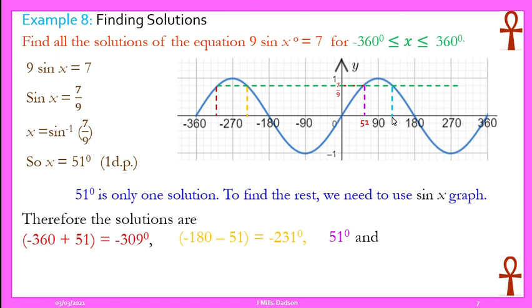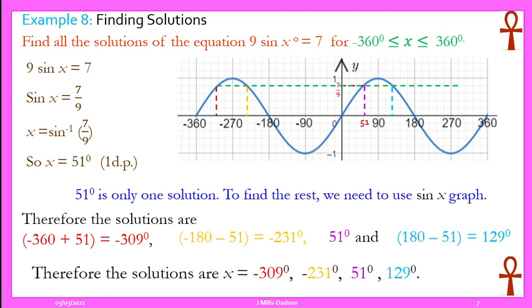Then the last point is this. This blue point is to the left of 180. So we need to take away. So the values are now negative 309, negative 231, 51, and 129 degrees. We've managed to work out all the solutions within the given range.